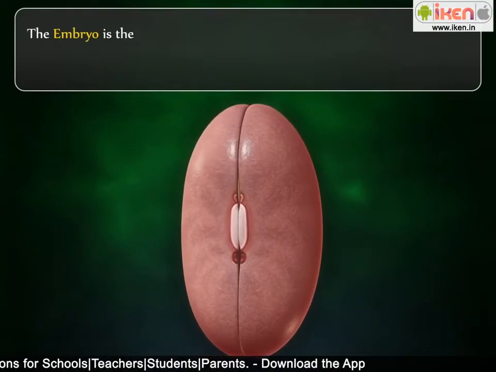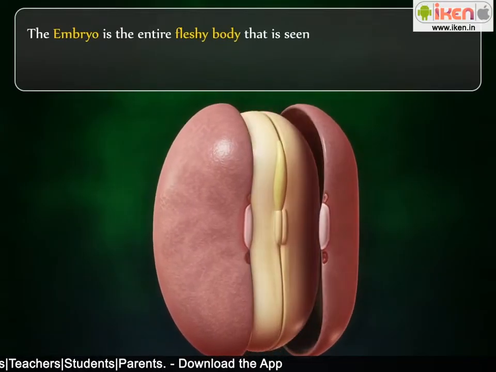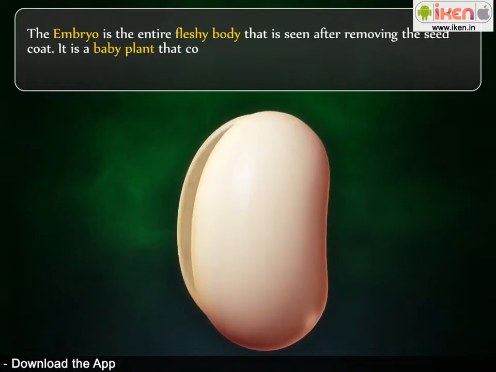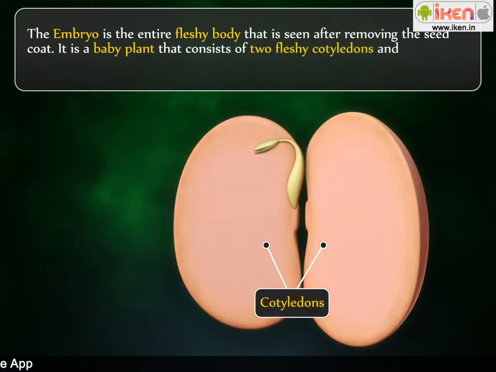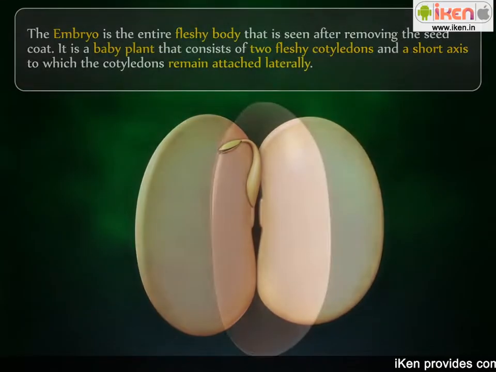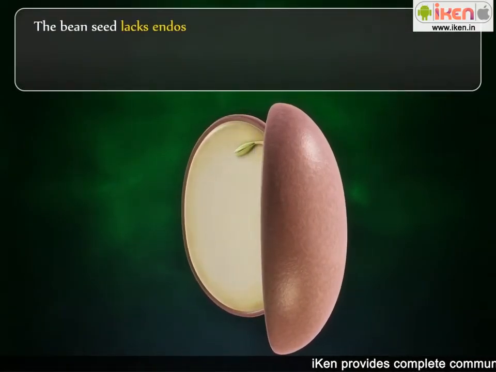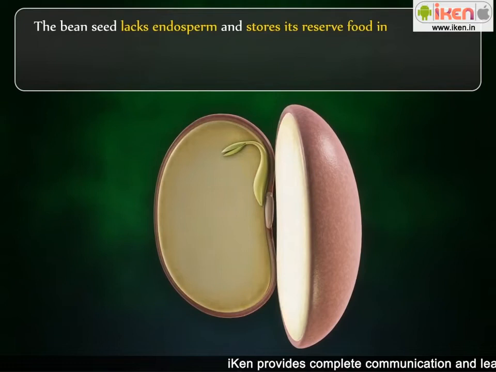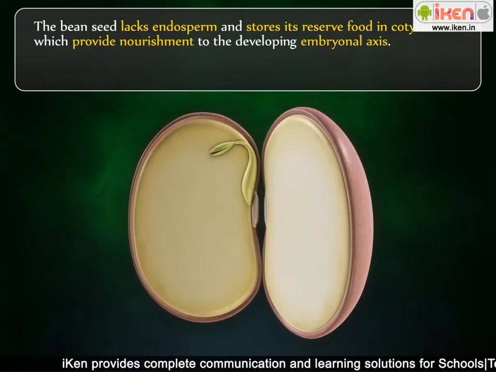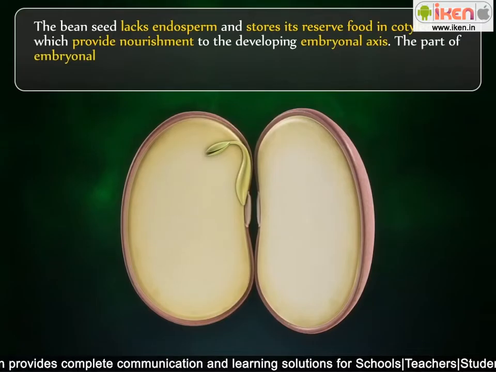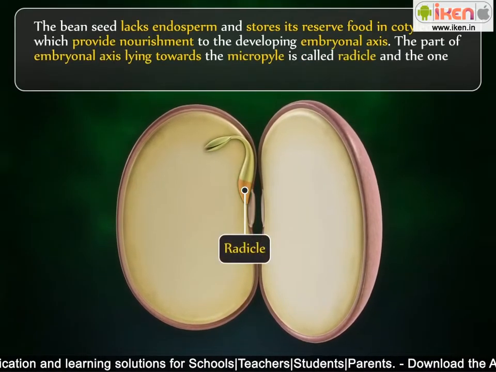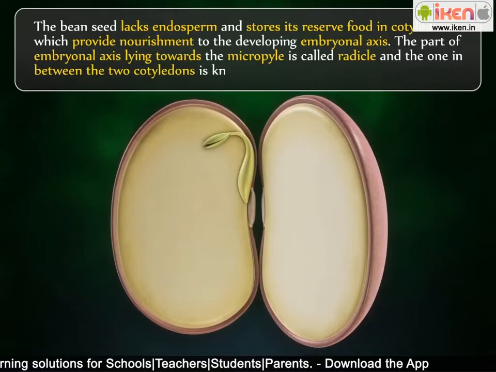The embryo is the entire fleshy body that is seen after removing the seed coat. It is a baby plant that consists of two fleshy cotyledons and a short axis to which the cotyledons remain attached laterally. The bean seed lacks endosperm and stores its reserve food in cotyledons, which provide nourishment to the developing embryonal axis. The part of the embryonal axis lying towards the micropyle is called radicle, and the one in between the two cotyledons is known as plumule.